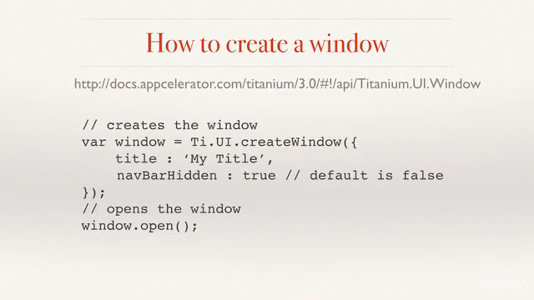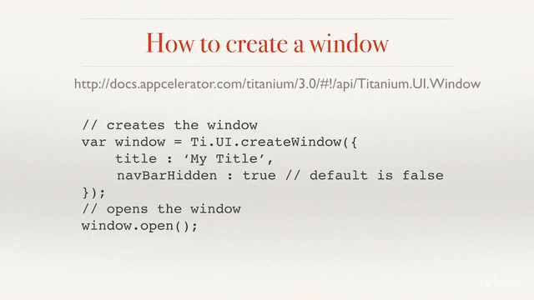The first UI element that you should be familiar with is a window. A window is a container that will hold various views. The two most commonly used properties of the window are the title and navbar hidden. The title is the text that displays on the top of the screen, and the navbar hidden, if set to true, will hide that bar. After a window has been created, you call the function open to display that window.